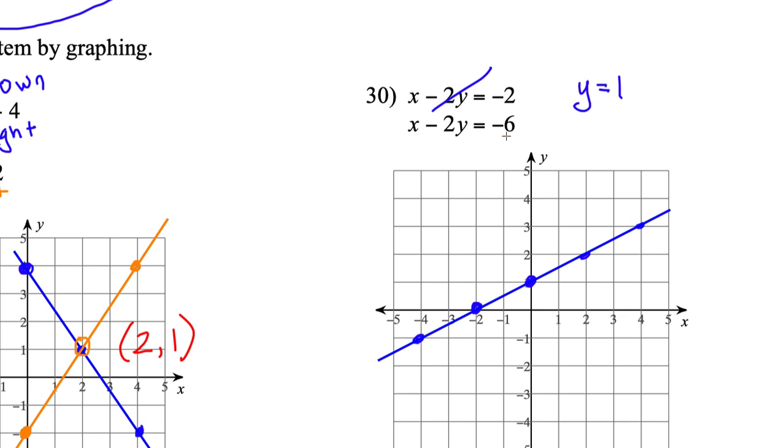All right, switching to orange. Let's find our y-intercept by subbing in 0 for the x. Now I have negative 2y is equal to negative 6, dividing both sides by negative 2. And that gives me y is equal to positive 3.